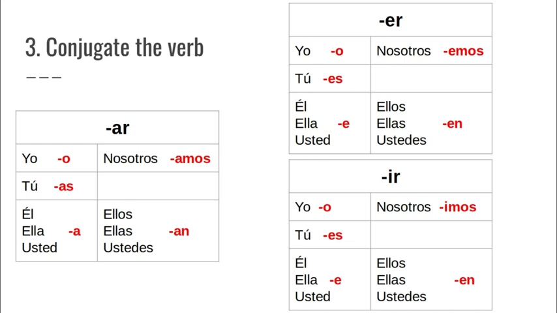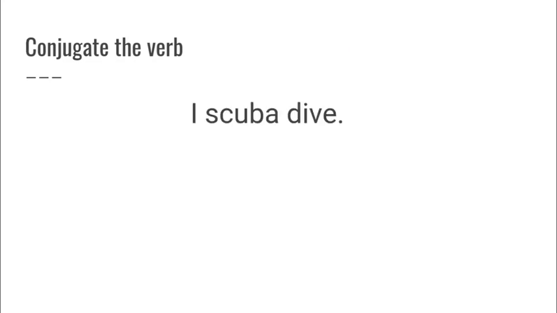Okay, so the next step is going to be to conjugate that verb. So let's remember our endings. For AR, we have o, as, a, amos, an. Remember, like the song. For ER, we have o, es, e, emos, en. And for IR, it's almost the same. We have o, es, e, imos, en. Okay. So let's practice conjugating.